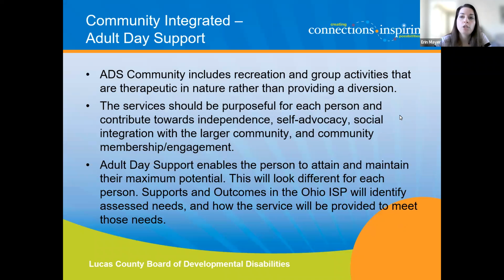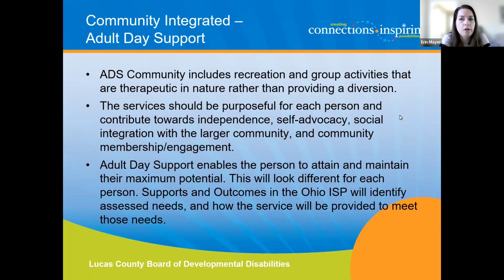Okay, so first we're going to talk about adult day support. And when we talk about adult day support, this means that we're not talking about employment, we're not talking about work, we're not talking about vocational services at all. So when we talk about something that would be adult day services in the community, this may be recreation and group activities that are considered therapeutic in nature. So there needs to be a purpose to the service.